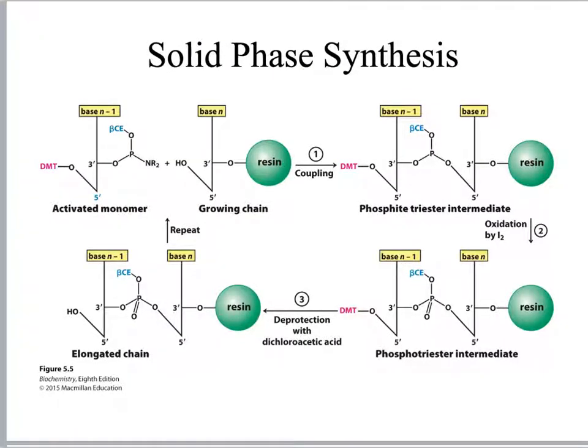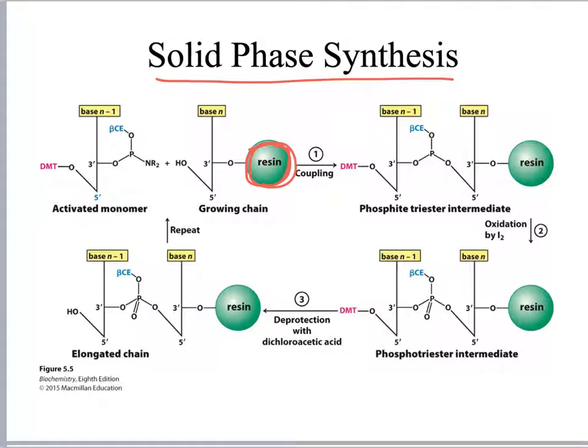Another technique is solid phase synthesis. In solid phase synthesis, we are going through sequential addition of activated monomers to a growing chain. An activated monomer is just a reactive form of the piece that we want to put on there. So you have your bead. Usually these are done on some sort of bead or solid support. So this resin here represents our solid support.